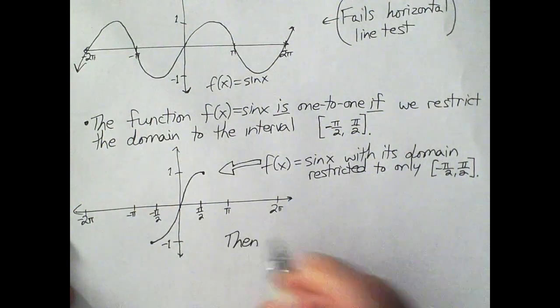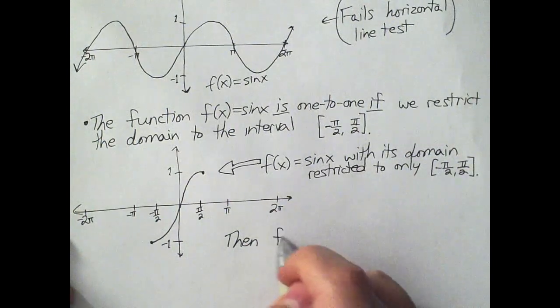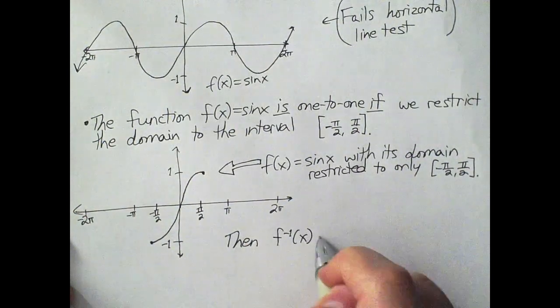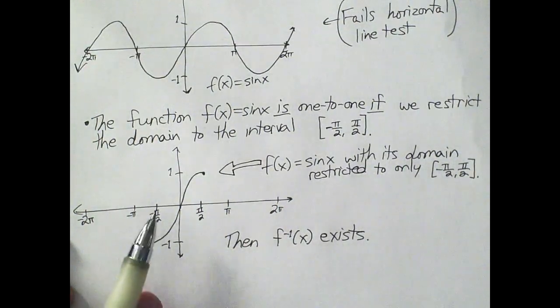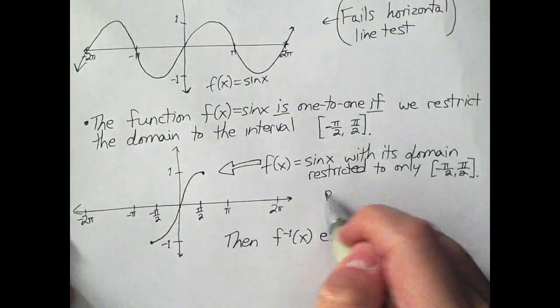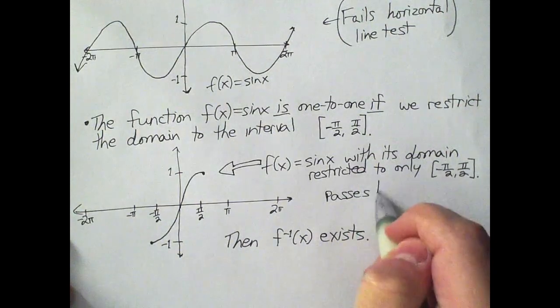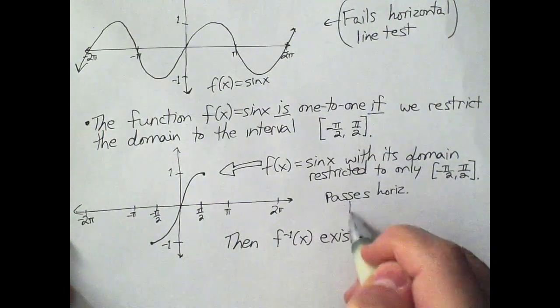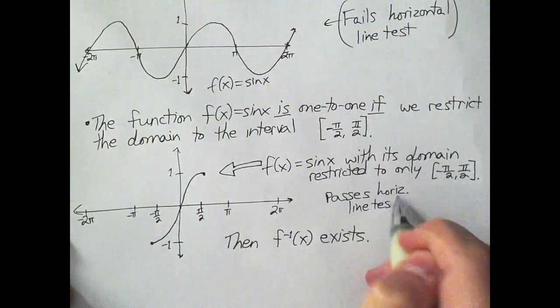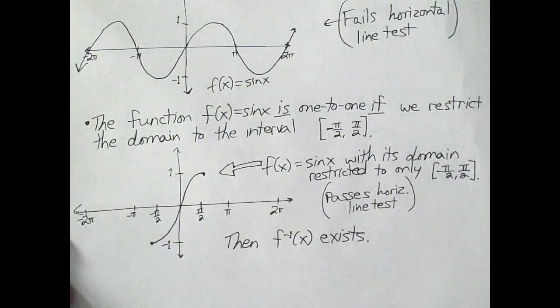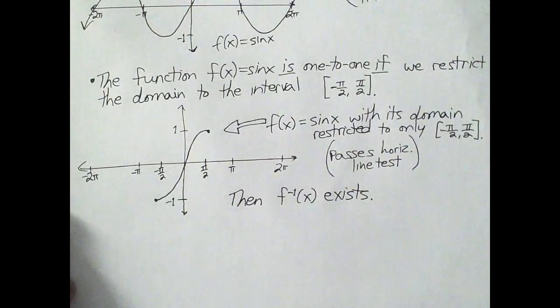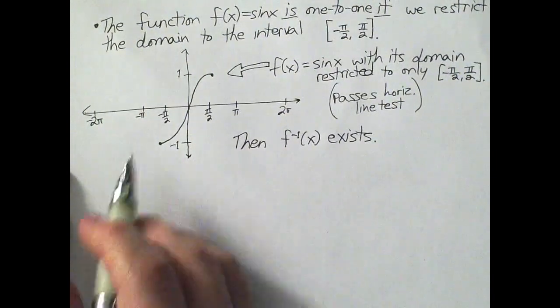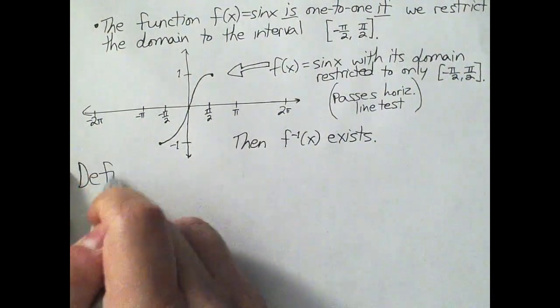Then an inverse exists, because this passes the horizontal line test, right? That's what we've been trying to do. Passes the horizontal line test, so it is one-to-one, so it does have an inverse function. So we're going to make an inverse of this smaller version of sine. So we have a definition.